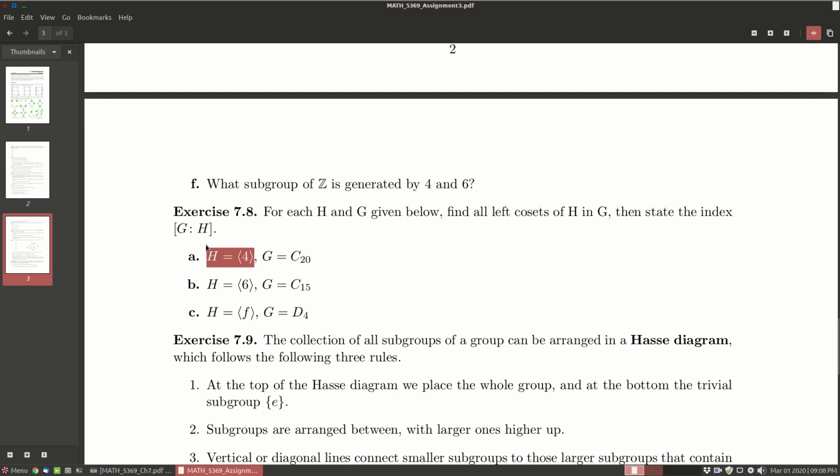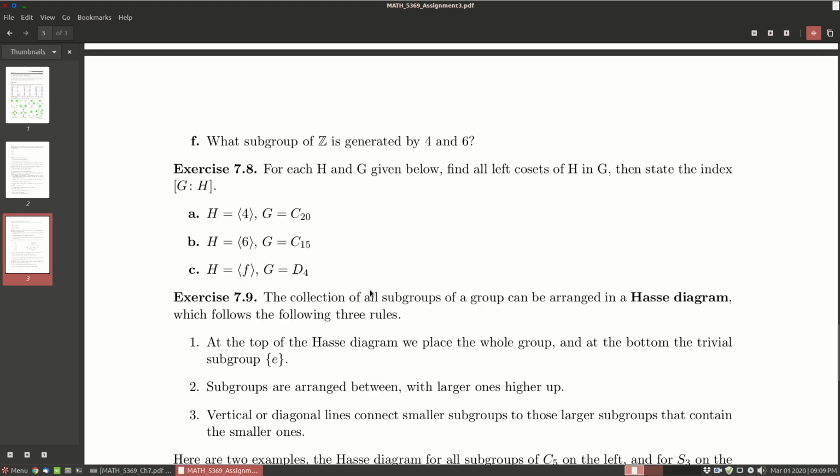So now I just need to find the 4. So I need to pick things that aren't, first pick something that's not in the subgroup and add it, and then do it again and again. Okay? So my suggestion is find the index and then find the cosets, because the index tells you how many things you're looking for. All right?